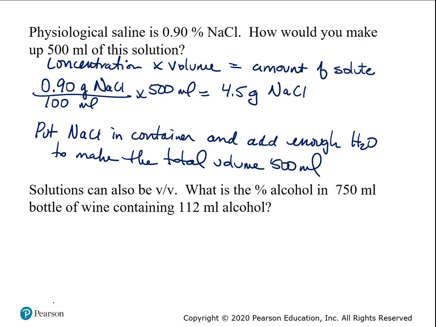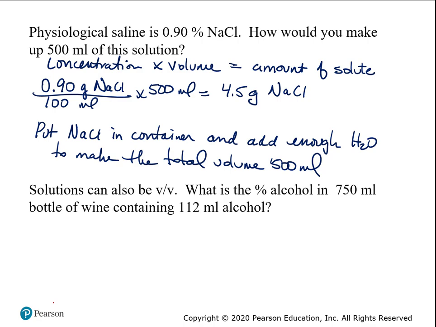Okay, so this is just another one. Concentration times volume tells you how much solute. When thinking about making up solutions, that's always going to be the key part. Concentration times volume tells you how much solute. So I've got to take my percent and change it to what it means. 0.90% means 0.90 grams of sodium chloride per 100 mils. And you can put the sodium chloride there.